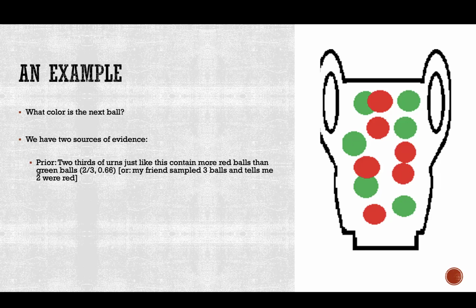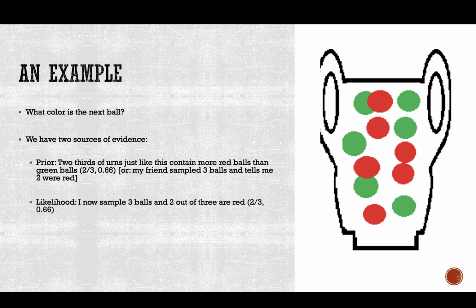2/3, or on a 0 to 1 scale, 0.6666666, right? Or alternatively, we got Ingve to try it for us, and he sampled it, and he says, well, I actually took 3 marbles out, and 2 of them were red. So we have a prior that contains some information.